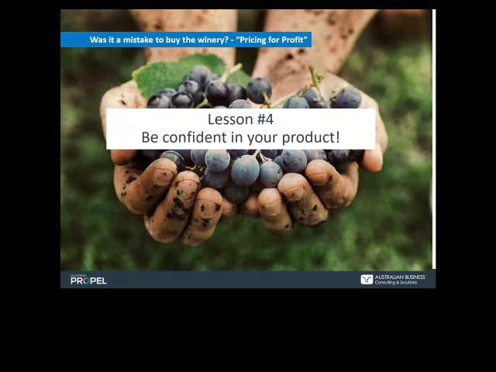So where we are here is we've got a lovely product, and their market research since taking over the vineyard and the winery is, yes, we like your product.